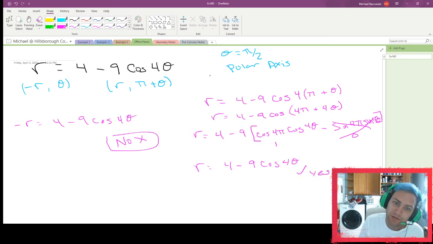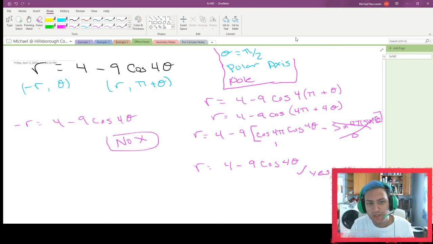So not only does this have symmetry with respect to theta equals pi over 2 and the polar axis, but it also has symmetry with respect to the pole. I almost said the origin. The pole. So 3 forms of symmetry there. So hopefully that helps you out with those types of questions. Those two kind of cover the main majority of them.